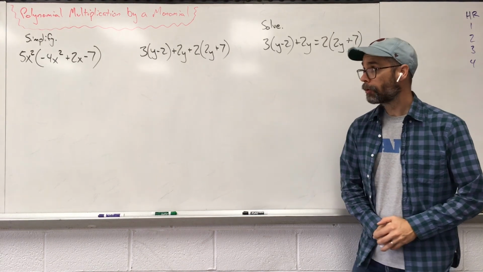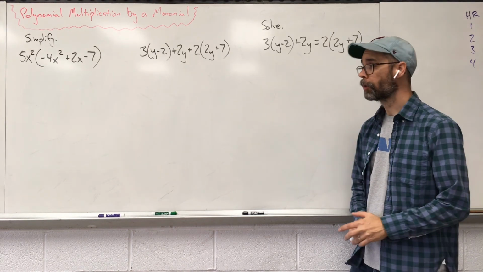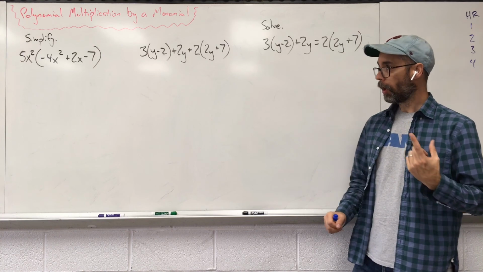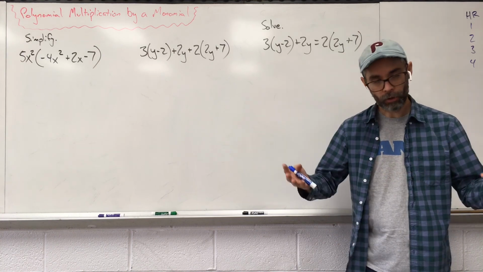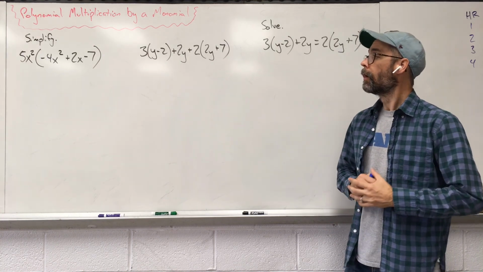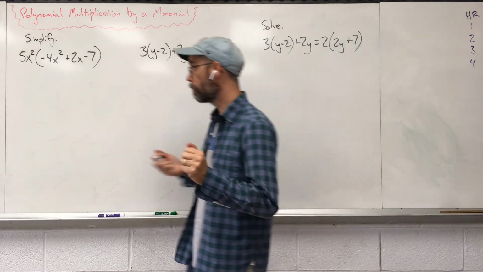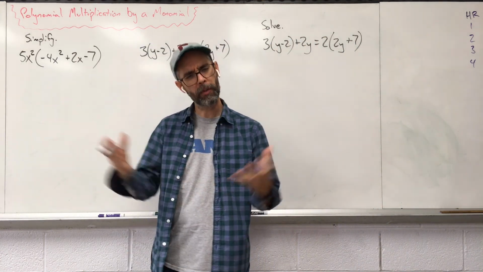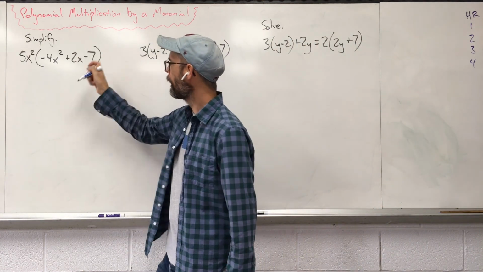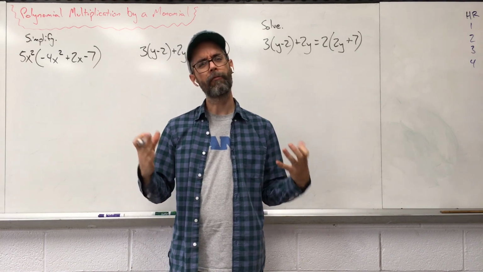We're going to look at polynomial multiplication by a monomial. Monomial meaning one group being distributed to a larger group or a larger polynomial. So when we simplify, when we combine terms, I don't like parentheses. I want to do my best to get rid of those parentheses.